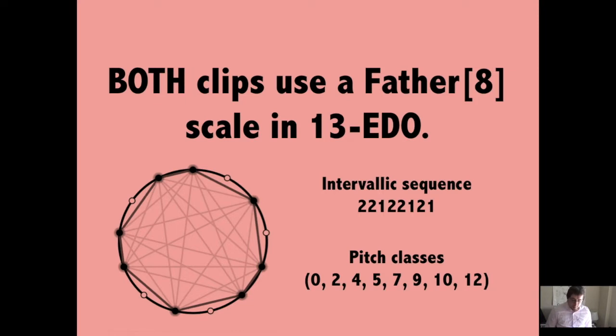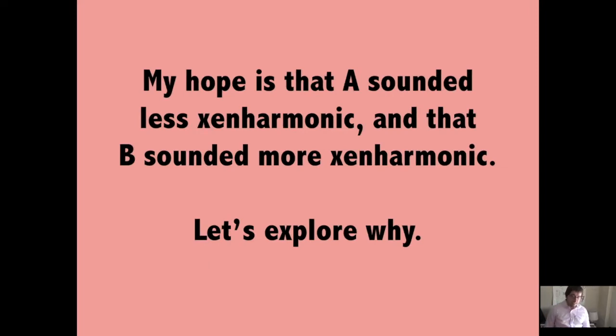So here are the pitch classes that would be used: 0, 2, 4. Between 4 and 5, there's a 1. Then 5, 7, 9. Between 9 and 10, there's also a 1. And then 10 and 12. So my hope is that A sounded less Xenharmonic and that B sounded more Xenharmonic.